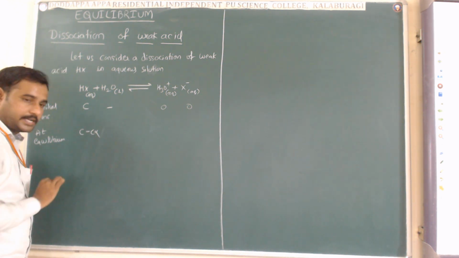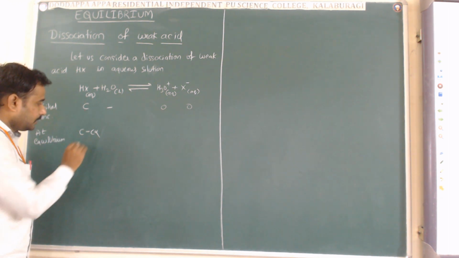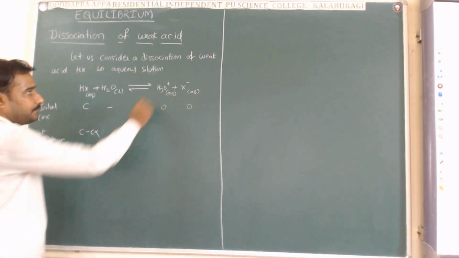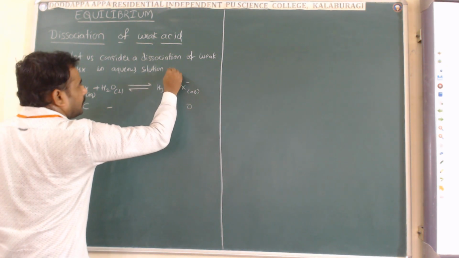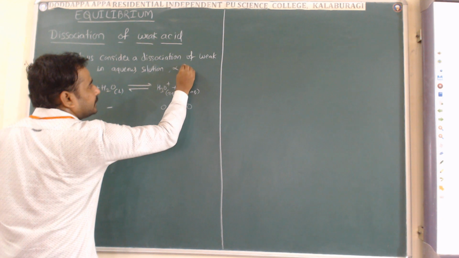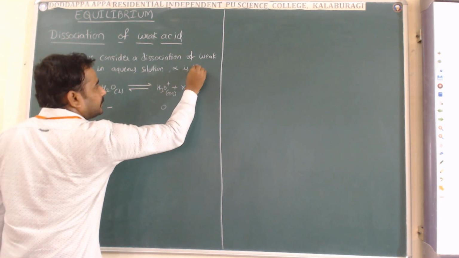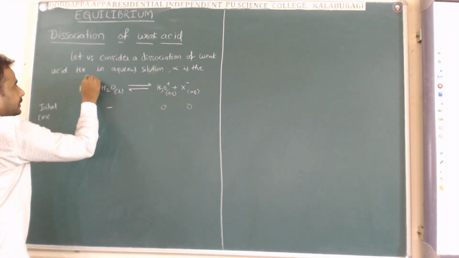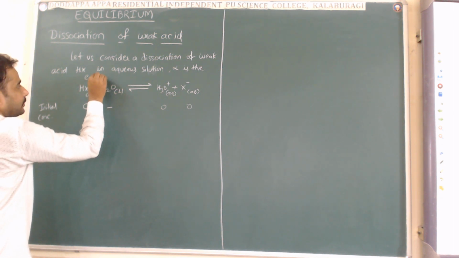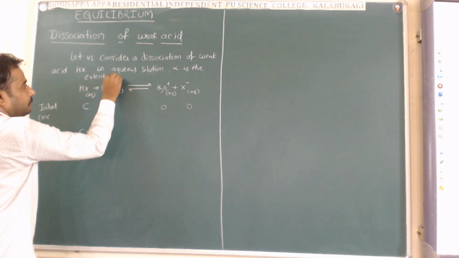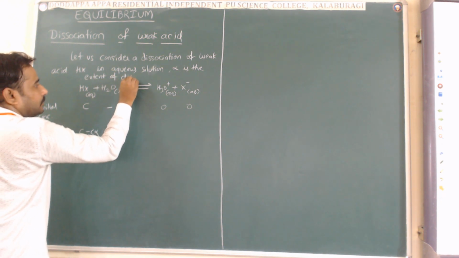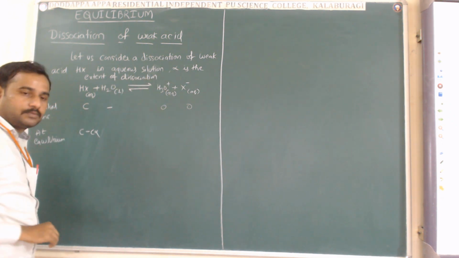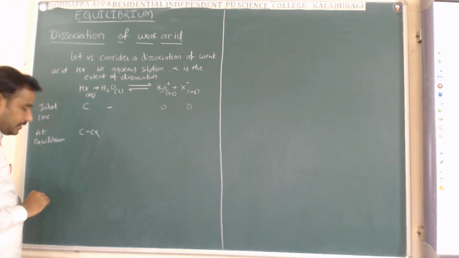What is C alpha? It indicates the decrease in concentration. What is alpha, sir? You have to write down here: alpha is the extent of dissociation. Extent of dissociation. Okay, C minus C alpha is written.